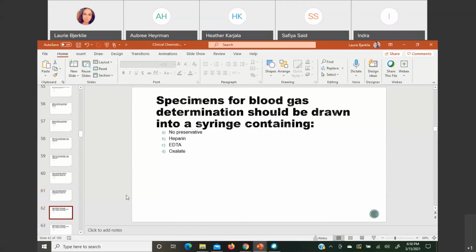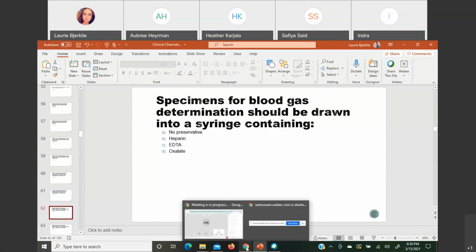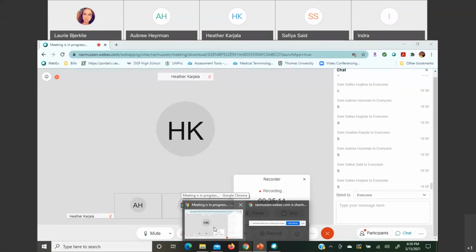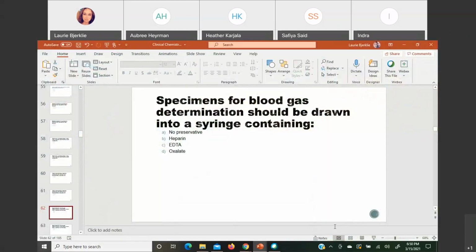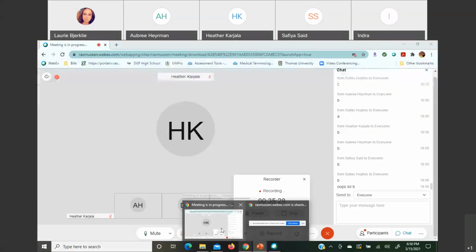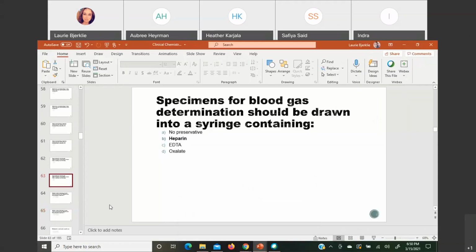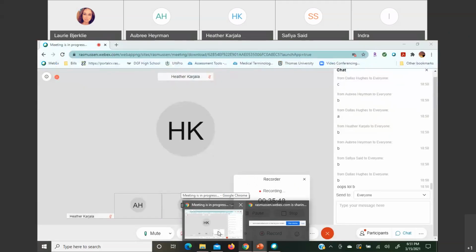Specimens for blood gas should be drawn into a syringe containing what? Okay, I think everybody answered. And it is heparin. So heparin is our main anticoagulant in the chemistry area. So that should be easy to associate with. We would also put blood gases in a syringe with heparin. Keeps it from clotting.